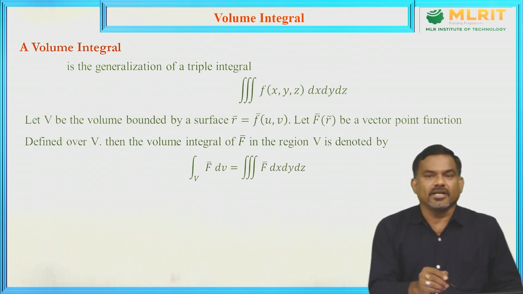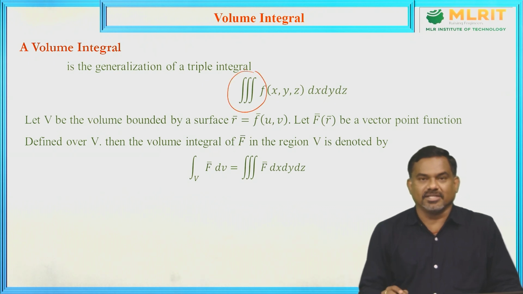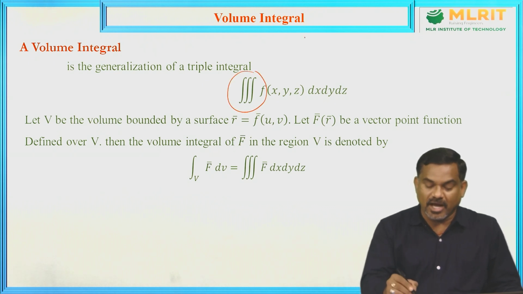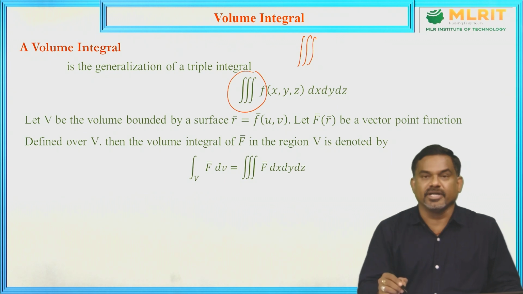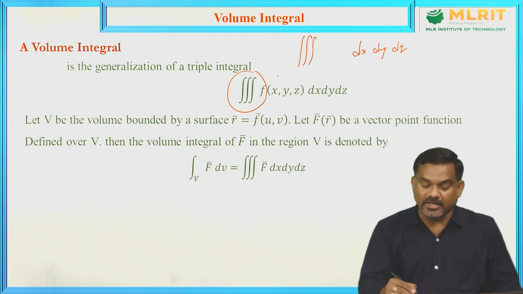A volume integral is the generalization of a triple integral f of x, y, z, dx, dy, dz. So here we have a triple integral. That means we need to integrate three times: one with respect to x, then with respect to y, then with respect to z. So we need to find the limits of x, y, and then z.